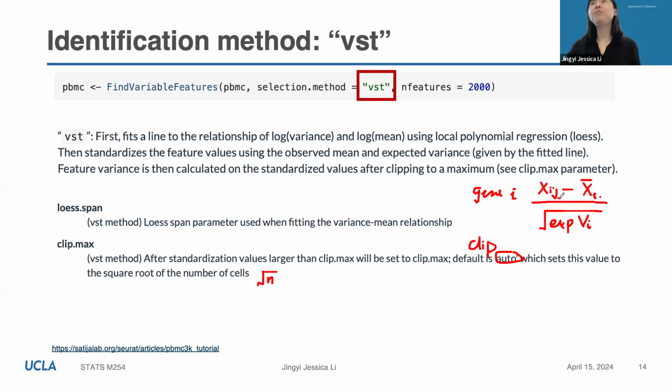We don't want the values to be too large, or they will dominate the variance. But my question, or what I don't understand, is why do we set the default clipping max value to root n? That's the part we don't understand. If you have more cells, you want to be more permissive. That's what it does. But what's the rationale of using root n?